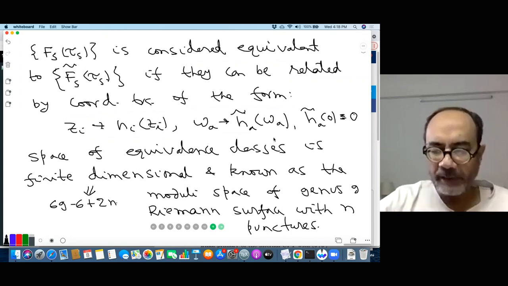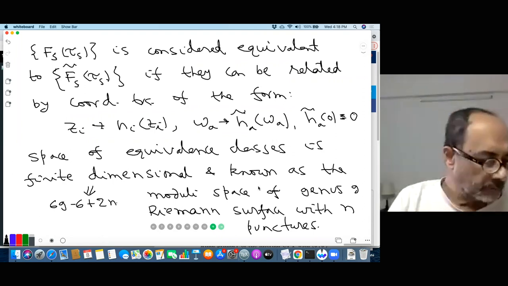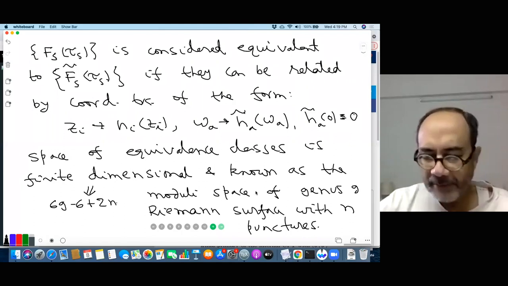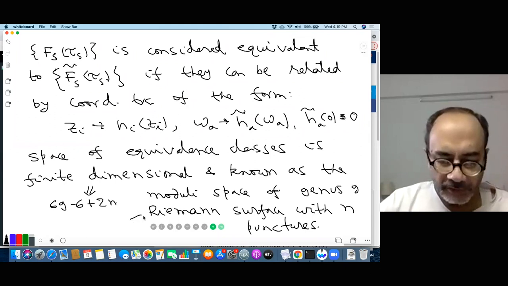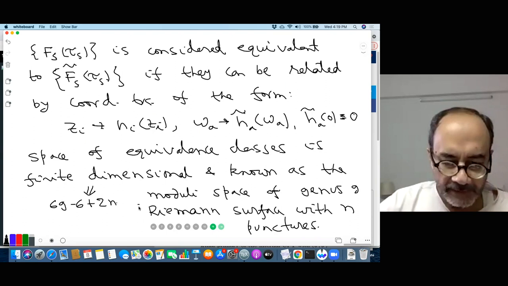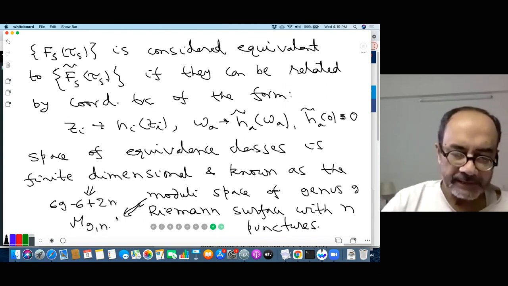So finally, the amplitude will be expressed as an integral over this space. But we have to understand what the integral is. Ultimately, it will be expressed as an integral over this space. So let me give this space a name. We'll call this moduli space M_{g,n}: genus g Riemann surfaces with n punctures.